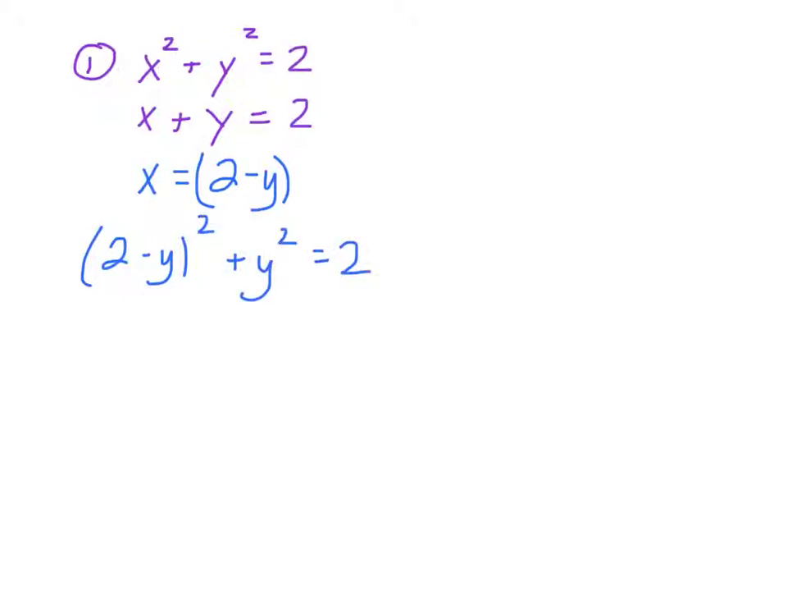And so we're going to FOIL. I didn't mean to say FOIL, square the binomial. So square the front, square the back, double that middle product, so minus 4y in the middle. And so now I have 2y squared. So let's simplify that down.